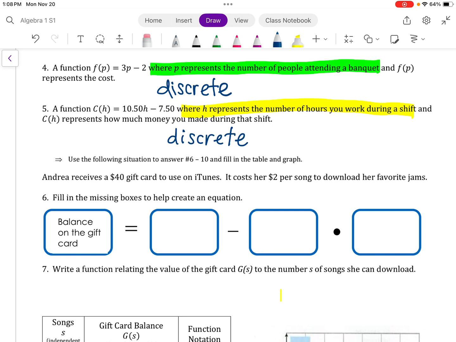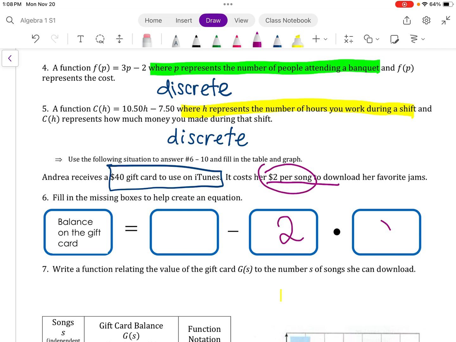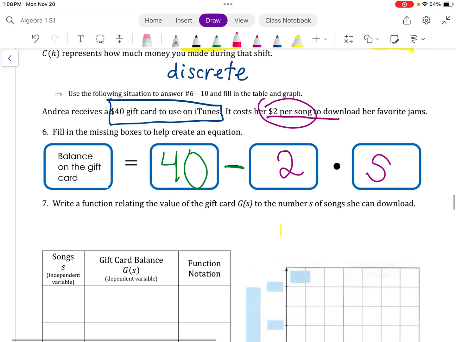All righty. Okay, sorry, squirrel moment. Here we go. Andrea receives a $40 gift card to use on iTunes. It costs her $2 per song to download. Remember that per song that we were talking about last time? What is the constant? It's 40, and we're subtracting because if you get $40, you'll subtract every time you buy a song. So the balance on the card is 40 minus 2s.